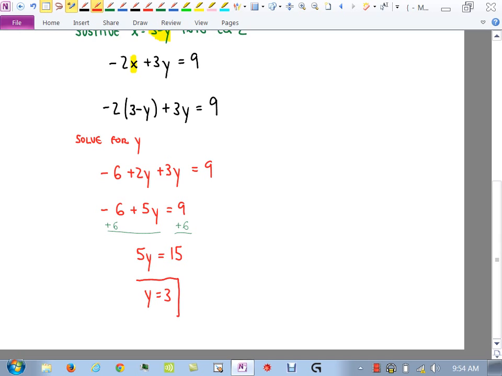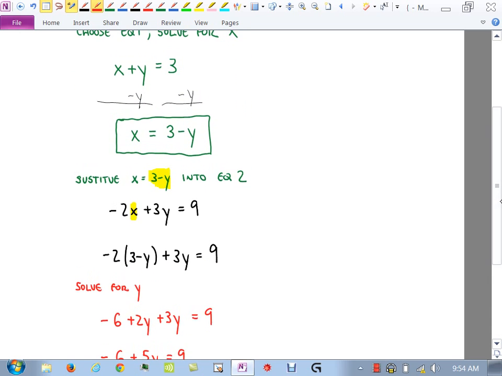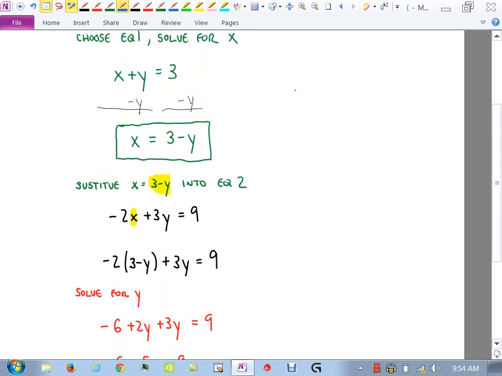All right. I know what y is, don't I? Now what am I going to do with that y? I'm going to take that y and I'm going to substitute it where? Right there where I had solved for x earlier, right? Okay. So that's my next step. I'm going to come up here on the side. I'm going to substitute y equals 3 into the equation x equals 3 minus y, right?